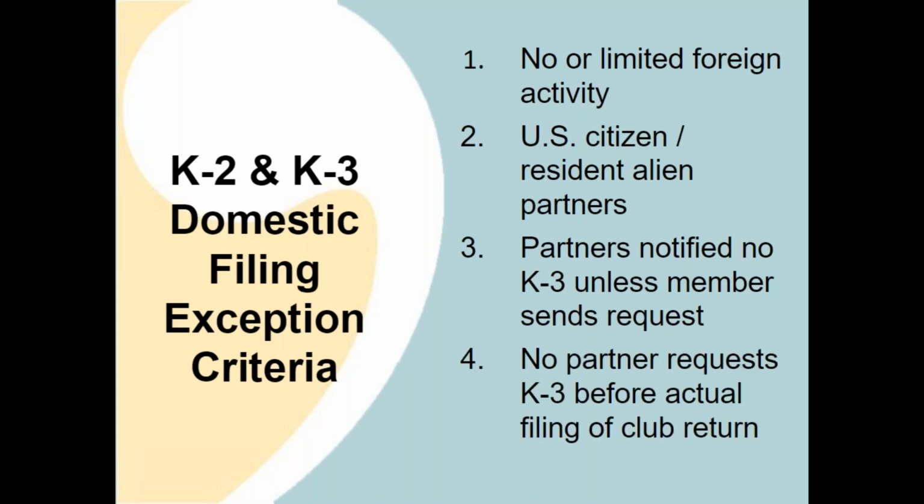The fourth criteria is no partner specifically requests Schedule K3 from the partnership before the actual timely filing date of the partnership return. If a partner requests a K3, contact us at support@bivio.com for more guidance. If you meet all 4 criteria and no partner requests a Schedule K3, then your club does not need to file Schedule K2 or K3 with the IRS.